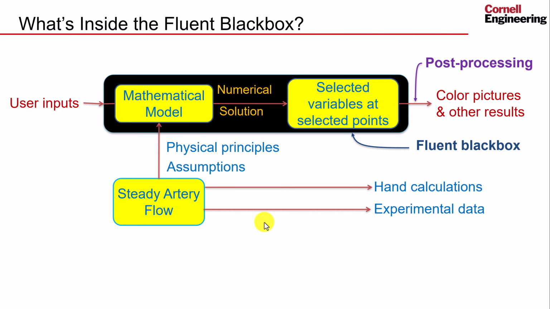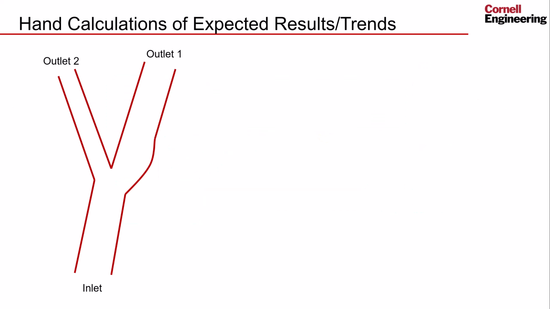Back in our Blackbox framework, we have discussed the mathematical model and the numerical solution method, and how that produces the selected values at selected points. Now, I want to show some expected trends to help us gain a better understanding and intuition about flow in the artery.